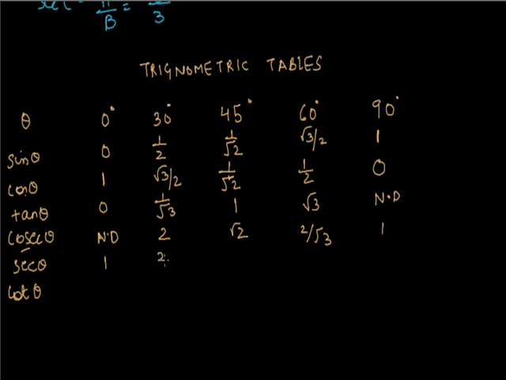Root 3 by 2, its inverse is 2 upon root 3. For this it will become root 2, 2, and 0 upon 1 is not defined. Okay. Now cot theta. For this it will be not defined. This will be the inverse of tan, so root 3, 1, 1 upon root 3, and 0. Okay, we have concluded all the values.